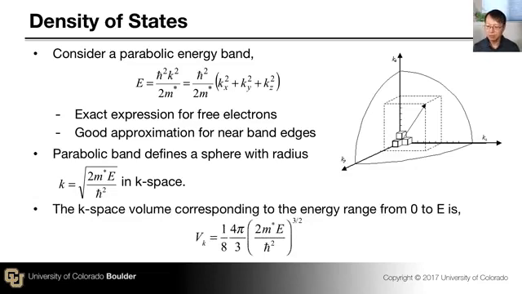Now then, we can look at the volume occupied by this sphere, 1/8 of a sphere, and that sphere represents the k-space volume corresponding to the energy range from 0 to E. And you can easily calculate the volume. The volume of a sphere is 4 pi over 3 times r cubed, and we're taking only the positive values of k here, so we take 1/8 of it. This is the volume in k space corresponding to the energy range from 0 to E.